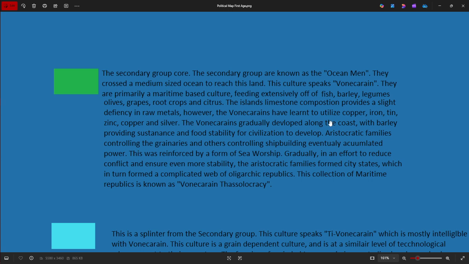And over time, they were just living on the coast, slowly developing, with the barley really helping to give them stability and surplus for civilization to develop. We have these villages turning into towns, and people who were once chiefs or family heads, patriarchs or matriarchs, became aristocrats. There were two different sets of aristocrats: the ones who owned all the grain and the ones who owned the shipbuilding. And the shipbuilding enabled all these different villages to be connected, essentially like city-states.